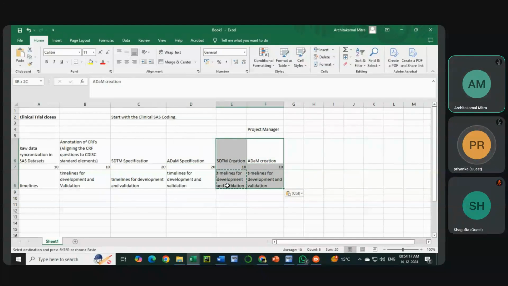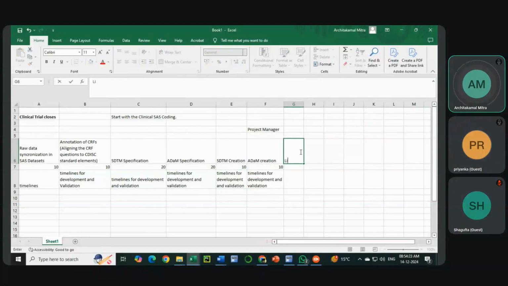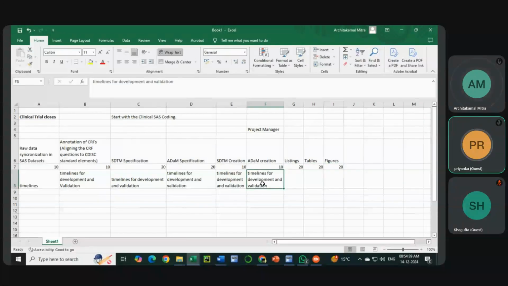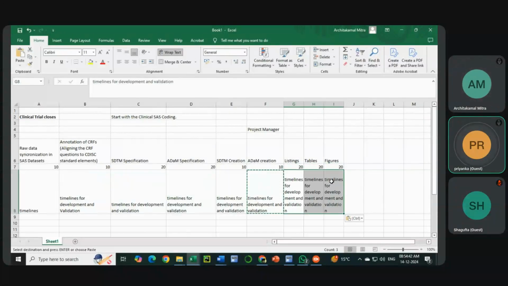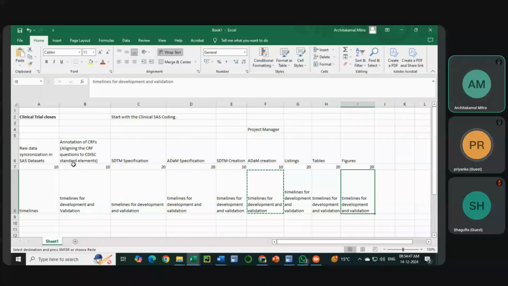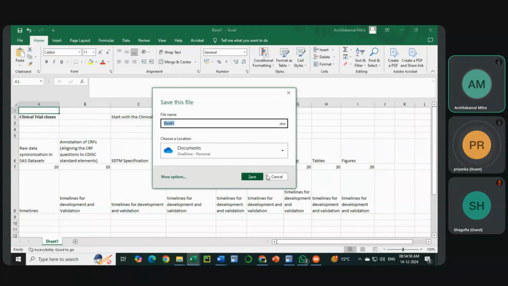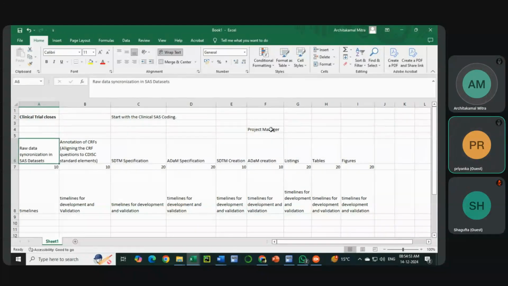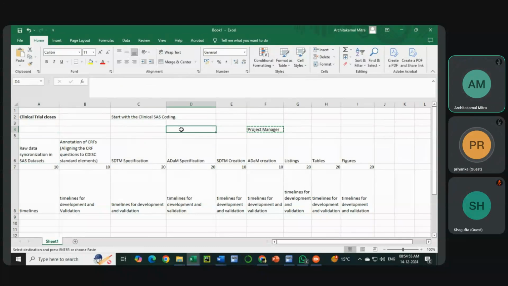Then once this is done, all the review is finalized and locked, then come the listings, tables. I give 20, 20, 20 here. This will be the same thing. And this is where you end your study. This is where you get the entire data created of everything. And the entire thing will be handled by the project manager.